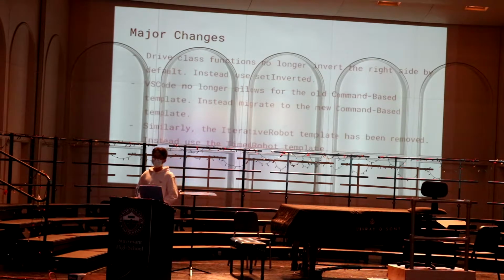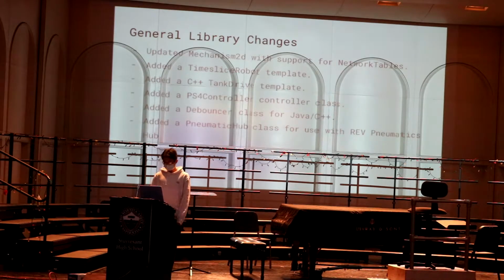There are also removals of old templates that were deprecated in previous years. VS Code removed the old command-based template, and you have to use the new command-based template now. Similarly, the iterative robot template has been removed and replaced with TimedRobot. The general library changes: NetworkTables now has support for Mechanism2D. There's a TimeSliceRobot template along with the other templates that were added this year.